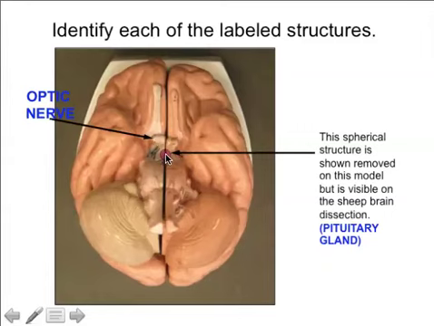The spherical structure that has been removed on this model and visible in the sheep brain is the pituitary gland. Okay, and remember that the pituitary gland is essentially the boss of the endocrine system, and its boss is the hypothalamus, okay, which lies just above it in anatomical position.